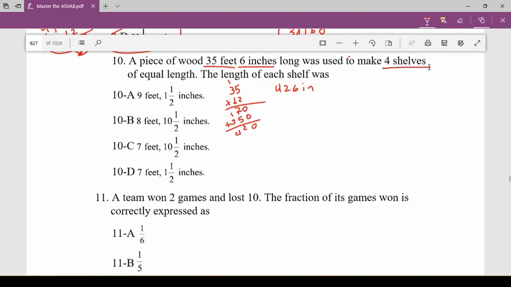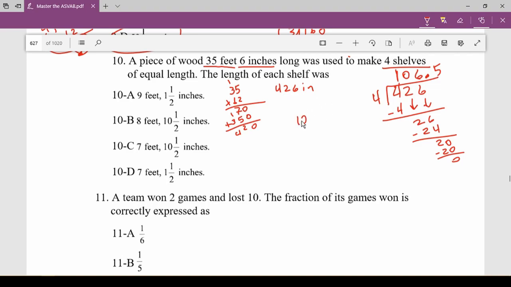Those are equivalent. We know there are 4 shelves, so I'm going to take this 426 divided by 4. 4 goes into 4 one time. 4 times 1, of course, is 4. Subtract. 4 minus 4 is 0. So we drop down this 2 and 6. 4 doesn't go into 2, so we have to add a 0 here. 4 goes into 26 6 times. 4 times 6, of course, is 24. 26 minus 24 is 2. 4 doesn't go into 2, so I have to add a 0. When I add a 0 this time, however, I have to add a decimal here. 4 goes into 20 5 times. 5 times 4, of course, is 20, so there's no remainder on this one.